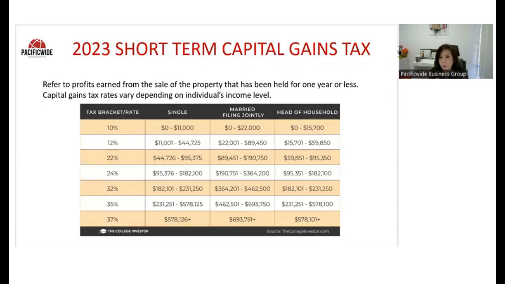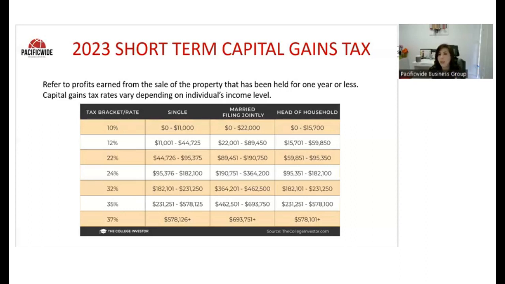Short term capital gains tax refers to profits earned from the sale of property that has been held for 1 year or less. So if you purchase a property and sell it within 1 year, you fall into short term capital gains tax. But if you hold a property more than 1 year, more than 12 months, you fall into the category called long-term capital gains tax. The tax rate depends on your income level. The more income you make, the more capital gains tax you pay.